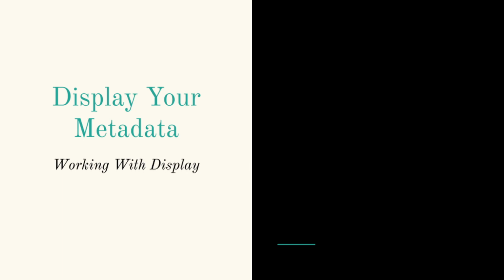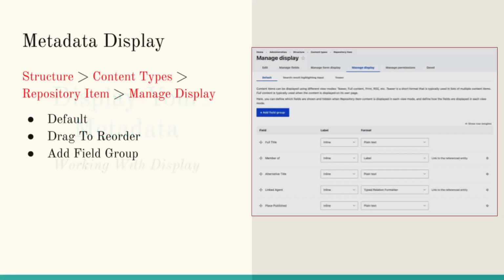So yeah, talking a little bit about displaying your metadata. Again, mostly doing this with some screenshots here. I showed you where the manage display tab was on the repository item type. And just a few things that you can see here. Again, you can drag to reorder the fields. So right now, these are the fields we've got, but I could easily drag it so linked agent was above title on my display.